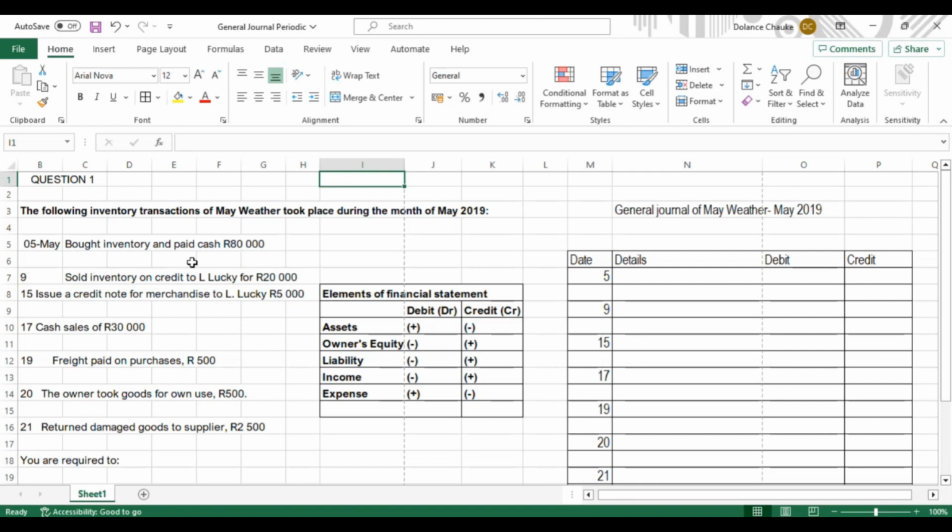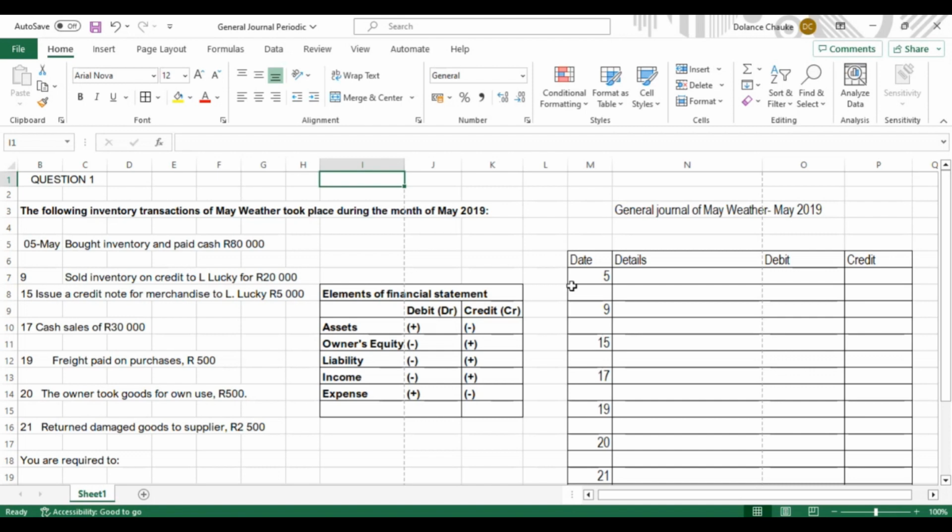Bought inventory and paid cash 80,000. The 2 accounts affected there are inventory and bank. Whenever you see cash, you must know bank is involved. But when we are preparing general journal like this using the periodic inventory system, inventory is going to be called purchases when we record, right? We've bought inventory, so that means there's more inventory coming into the business. So there's an increase in inventory per se. So when we record inventory, we're going to debit because there's an increase in inventory.